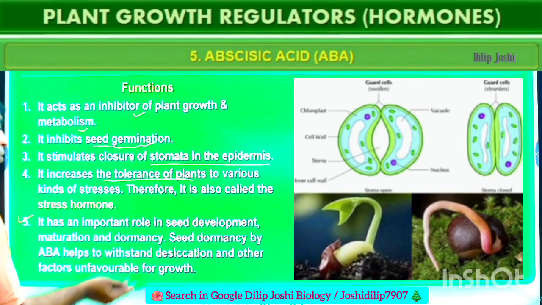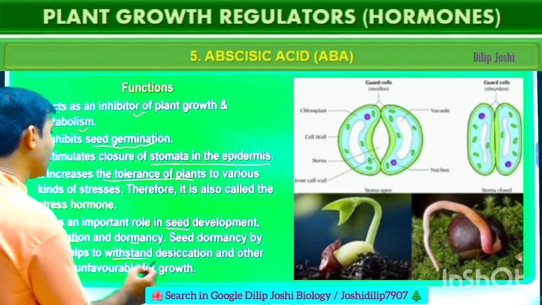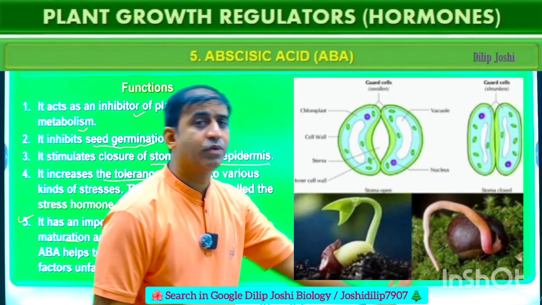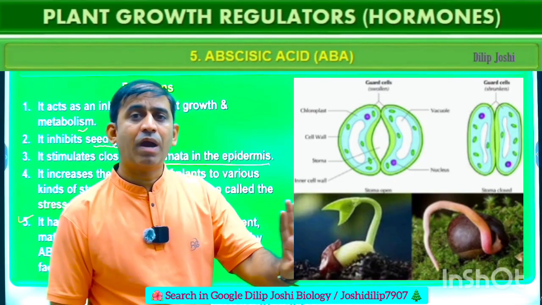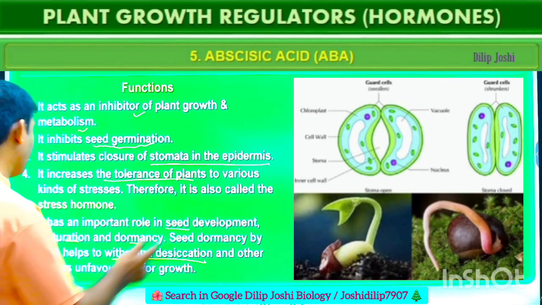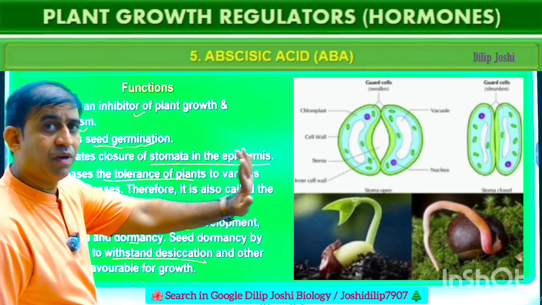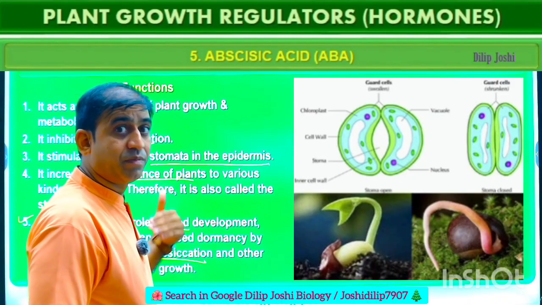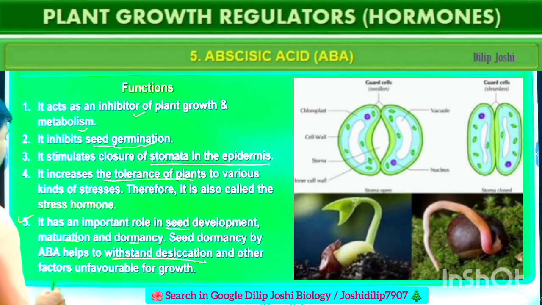Then it has an important role in seed development, maturation, and dormancy. In seed dormancy, ABA helps to withstand desiccation. Desiccation means damage to a particular part because of water loss. This desiccation is prevented by ABA, and the seed coat remains for a particular time, meaning dormancy is continued with the help of ABA. That's why it is said that it promotes dormancy and other factors unfavorable for growth.